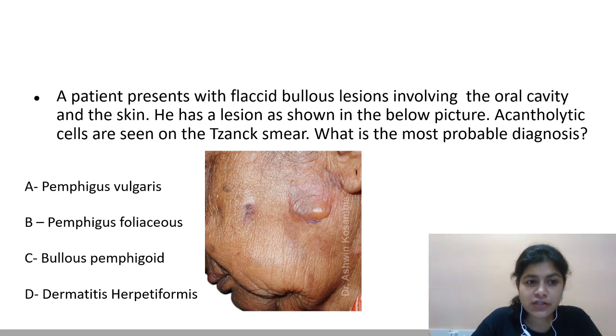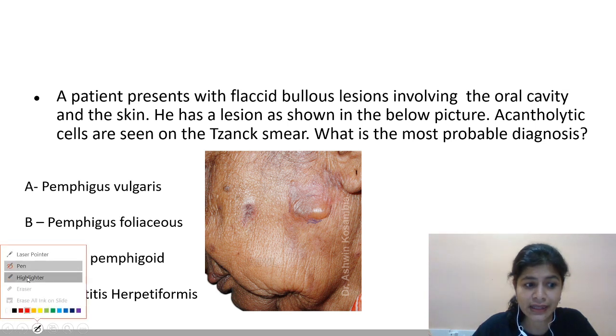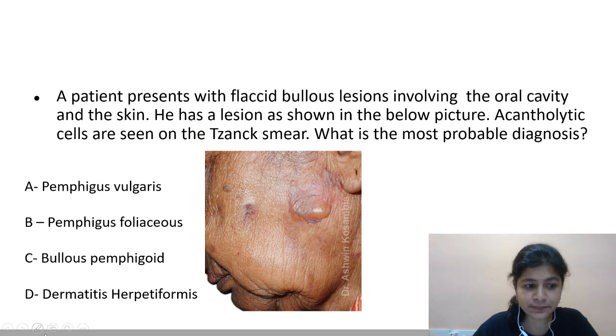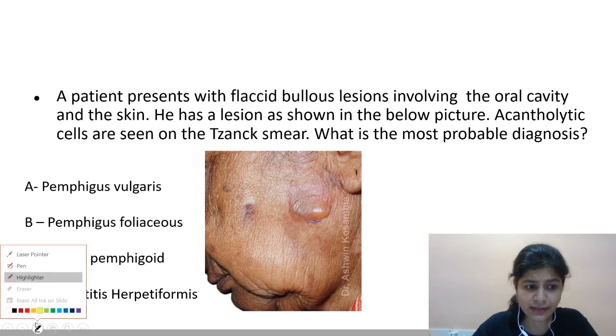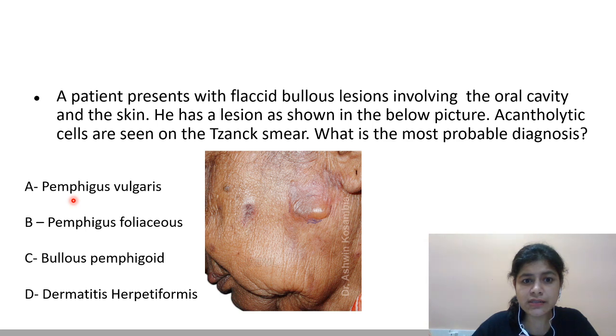So now this patient presents with a flaccid bullous lesion which involves the oral cavity and the skin. He has a lesion that is shown in the picture below. Acantholytic cells are seen on the Tzanck smear. So they have asked you what is the most probable diagnosis. Now if you pay attention to this MCQ, they have mentioned certain things, like the patient is having flaccid bullous lesions. Okay, flaccid bullous lesions is important, as well as, if you see the picture, the bulla.